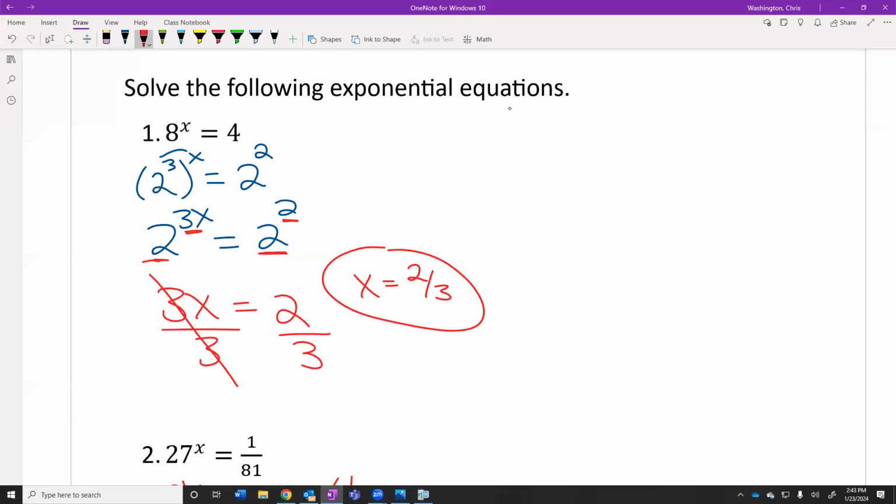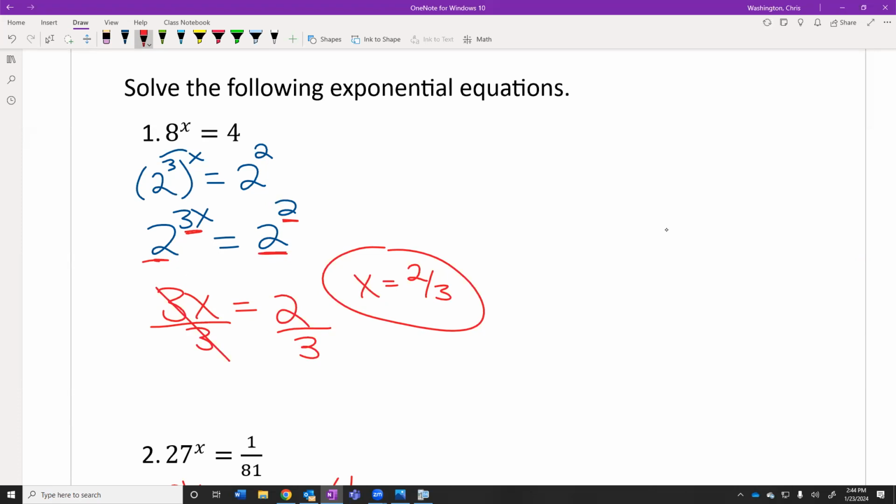Okay. Number 1, why did we put everything over 3? At first it looked like this. So to get x by itself, we had to divide by the 3 on both sides. So it looked like we put everything over 3 because you couldn't see me work it out just by looking at it. But to get rid of the 3 attached to the x, we had to divide by it.